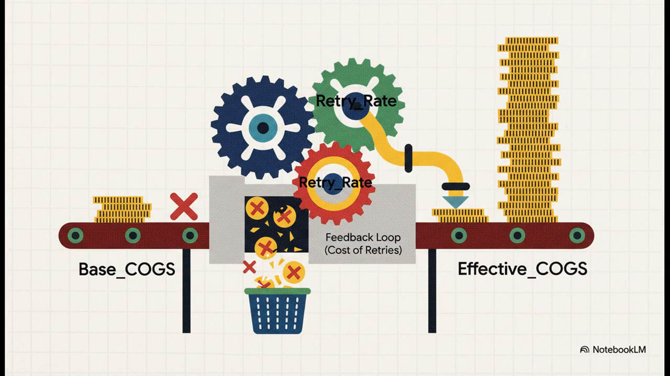So how do you calculate your actual cost? I know this formula looks a little complex, but the idea is simple. You take your base cost, the price of a successful clip, and you multiply it by a factor that's based on your retry rate. This gives you your effective cost, the true price you pay for each successful clip after you account for all the failures along the way. And that is the only number that really matters.